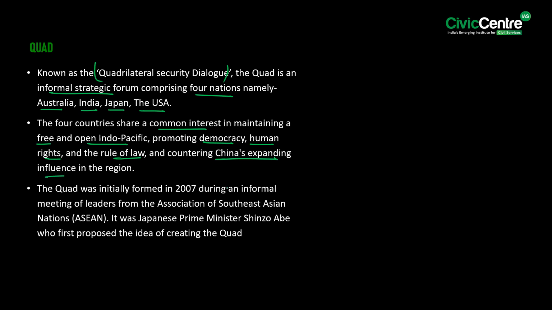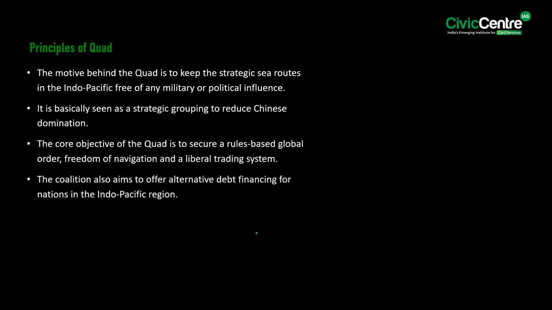Know that the Quad was initially formed in 2007 during an informal meeting of the leaders from the Association of Southeast Asian Nations. Notably, it was Japanese Prime Minister Shinzo Abe who first proposed the idea of creating the Quad. Now, what are the principles of Quad?